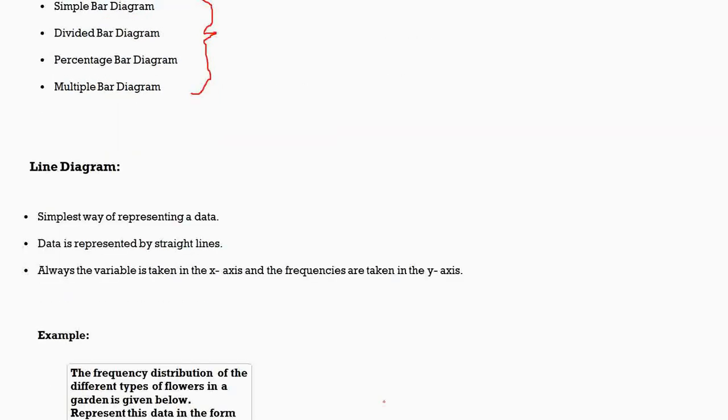So first is the line diagram. The simplest way of representing a data is the line diagram. The data is represented in the form of straight lines. So here the variable is taken in the x-axis and the frequencies are taken in the y-axis. So I'll be sharing examples for each of these diagrams so that the understanding is much easier.